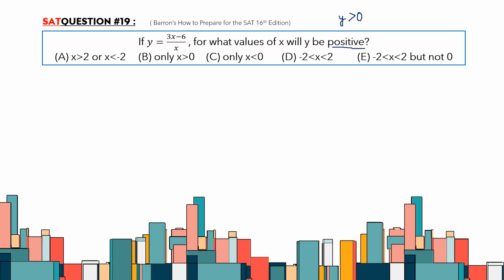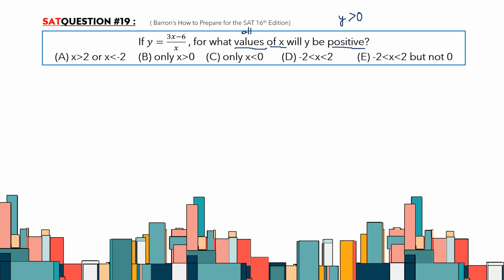The question is also a little bit confusing. What values of x? Which ones in the choices A, B, C, D, E, that is the value of x, will make y positive? It's not necessarily all of the values. Maybe it's just a part of the complete answer. So let's start.